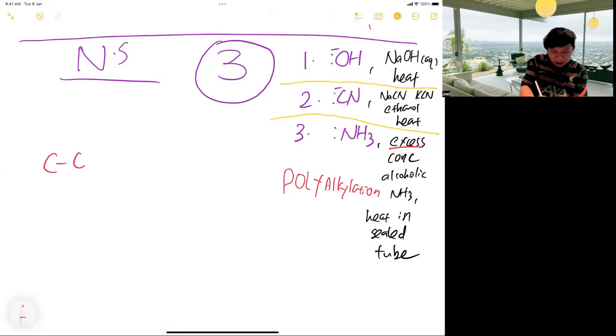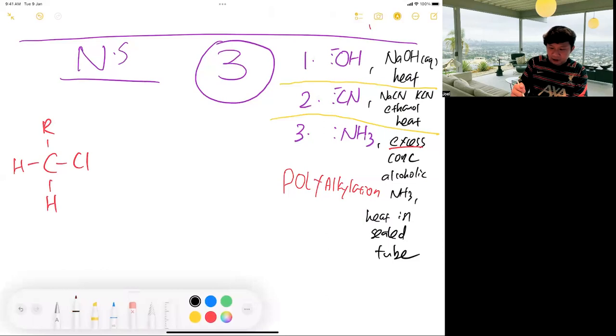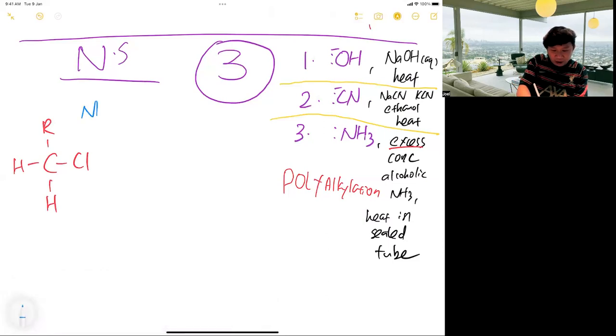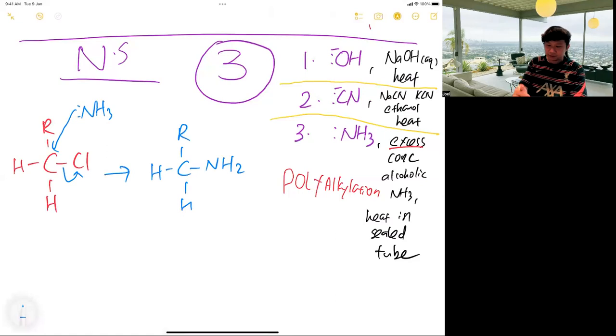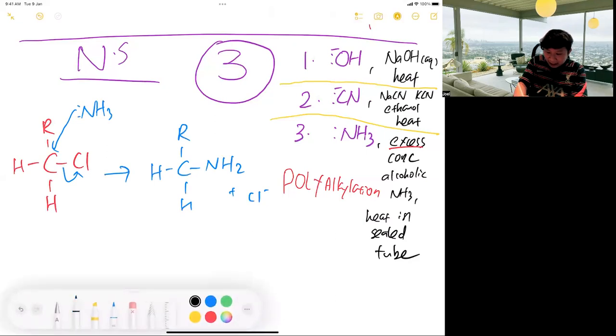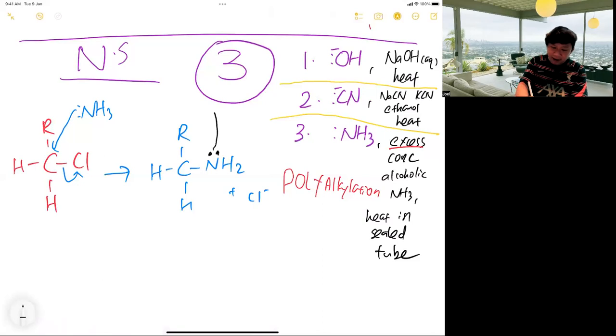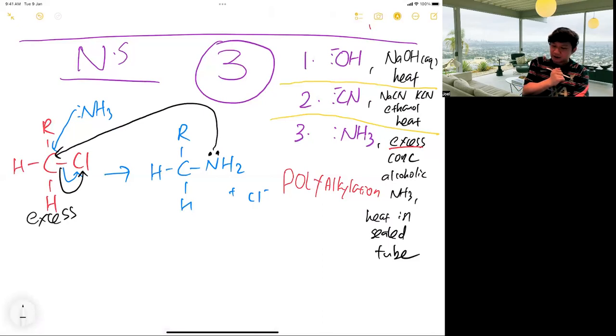I say again. Let's say just a normal one first. A perfect situation, ammonia coming to attack. So ammonia coming to attack, what do you get? CRH2NH2, one H will drop out, plus Cl minus. So if ammonia is in excess, this thing is one substitution only. But if ammonia is not in excess, what happens? This product now attacks, because ammonia is not in excess means this product is in excess. Then what happens?